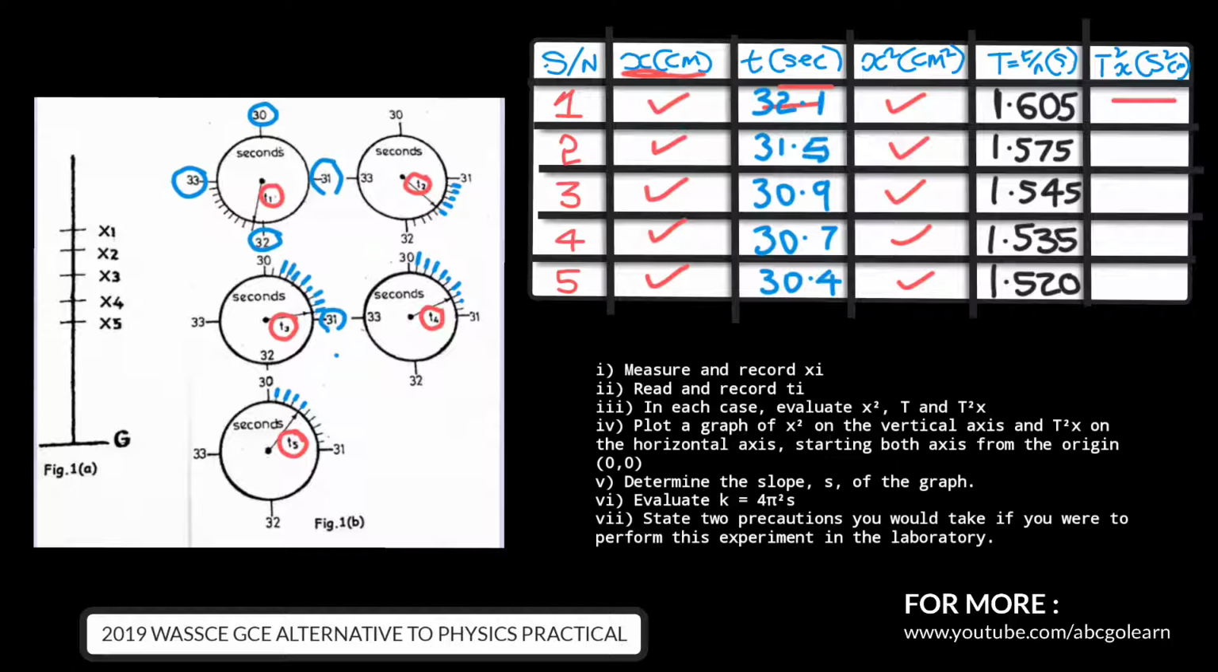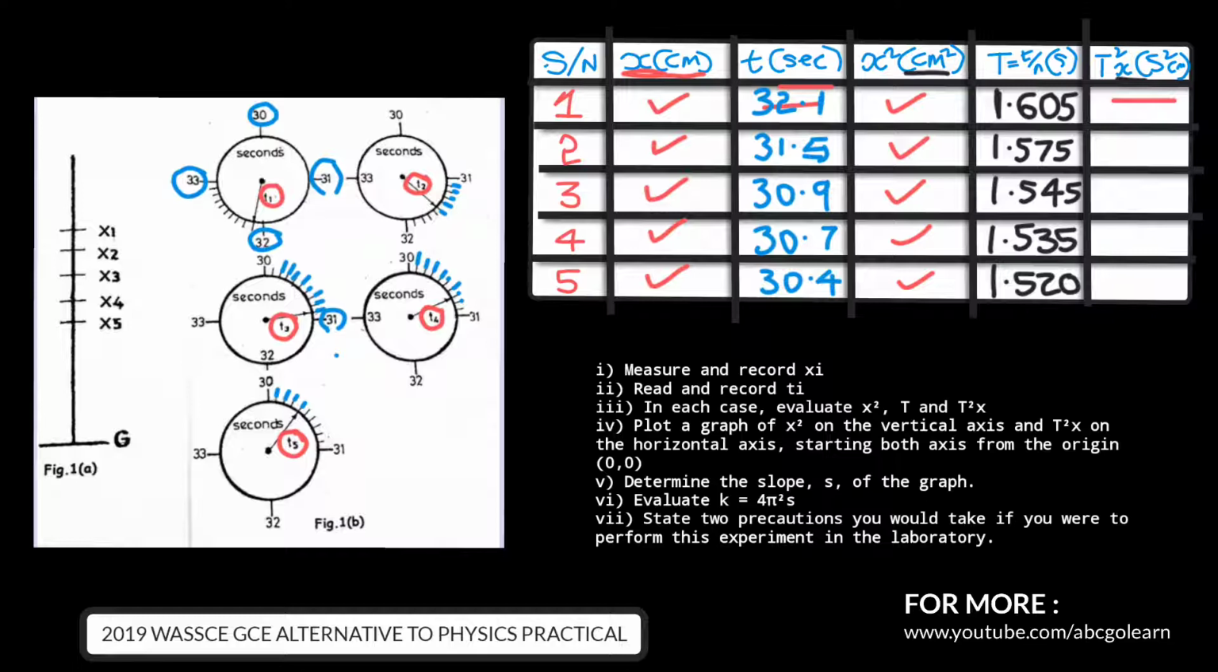Now to the next question. Plot a graph x square. So that means this very x you can see here is in centimeter square. You understand? Plot that very graph x square on the vertical axis. And t square x, that very t square x you can see here, you should plot on the horizontal axis. You must make sure this very graph starts with both axes from the origin 0 0.